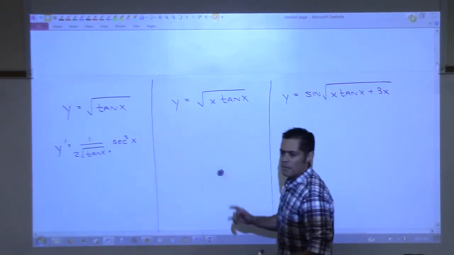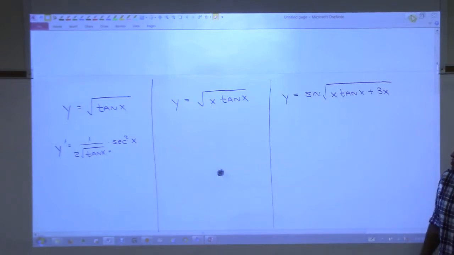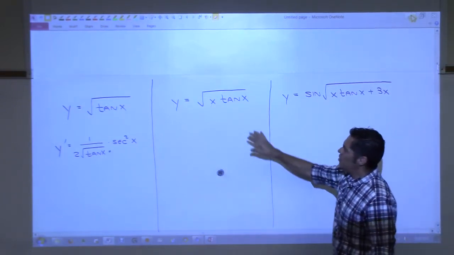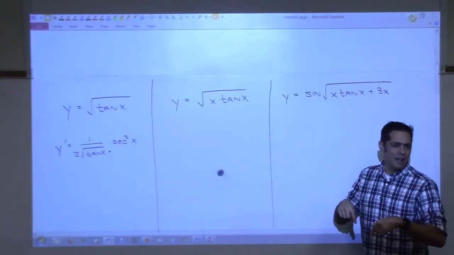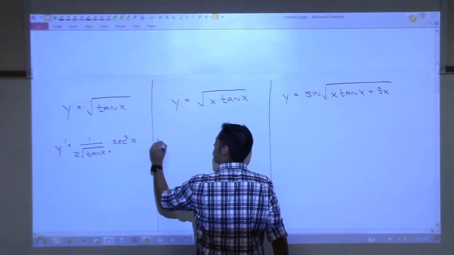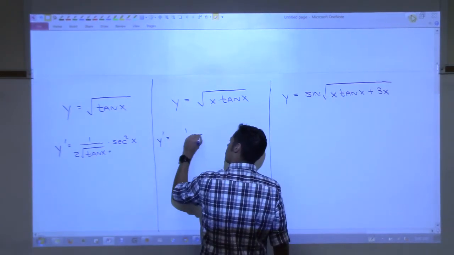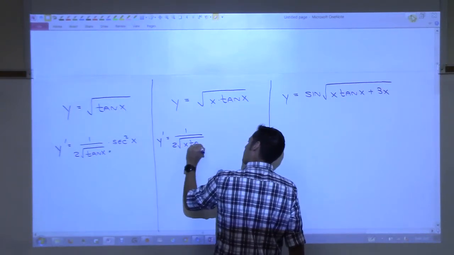All right, so that's the answer to the first one. A majority of you got that one without any issues. This one, the main difference is that you have a product rule happening inside. So you first still do the derivative of the root of something, which is 1 over 2 roots of whatever was in there.